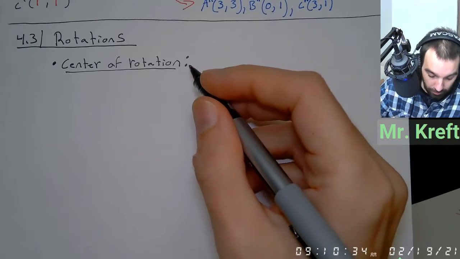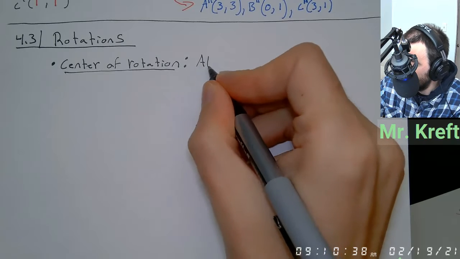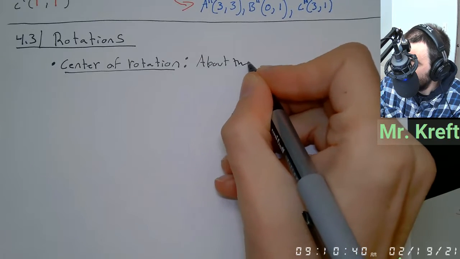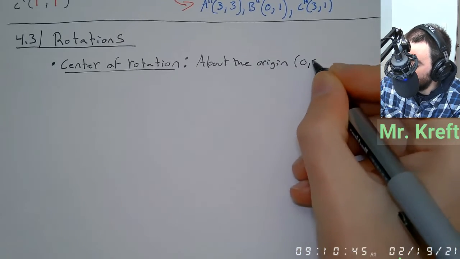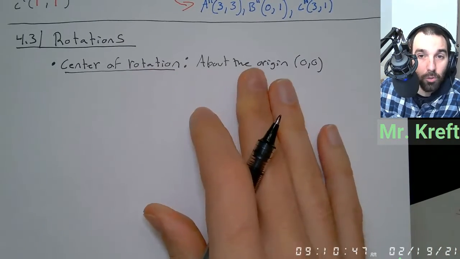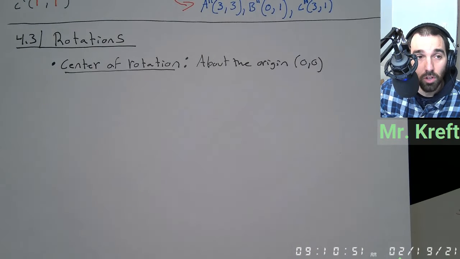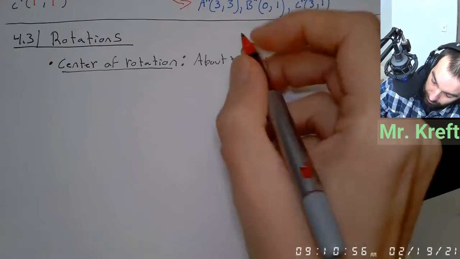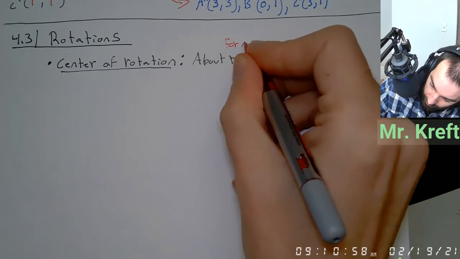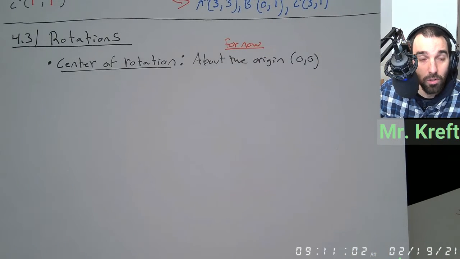So for us though, for this year, we're only going to do centers of rotation about the origin. So that is 0, 0. Okay, so we're not going to have to worry about changes in the center of rotation. All of our rotations are going to be about the origin 0, 0. So for now, everything is going to be about the origin. And that's the only thing we're going to be able to do. Okay.